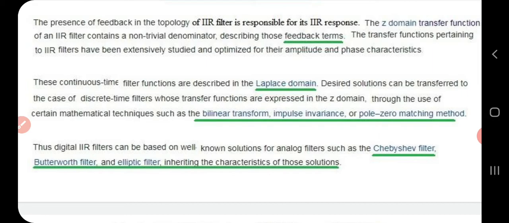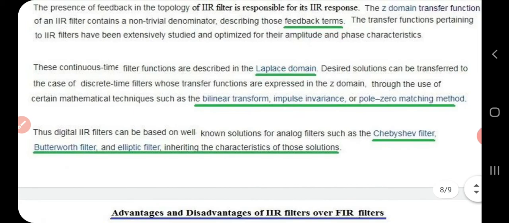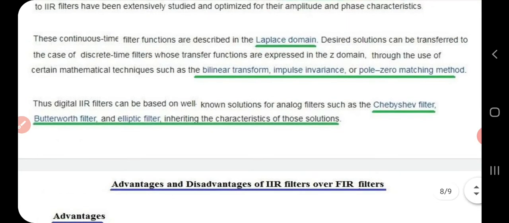So when we want to convert an analog filter to a digital filter, we can use any of these transforms, like the bilinear transform, impulse invariance method, or pole zero matching method. That is, in order to convert an analog filter to a digital filter, we use all these methods. Converting an analog filter to a digital filter means you are just finding a proper transfer function that changes from the Laplace domain to the Z domain. Okay, so we will be concerned about that.